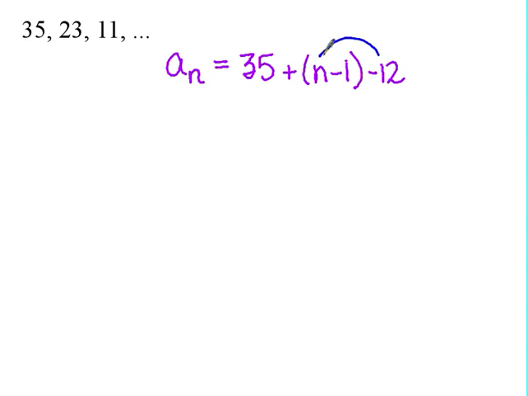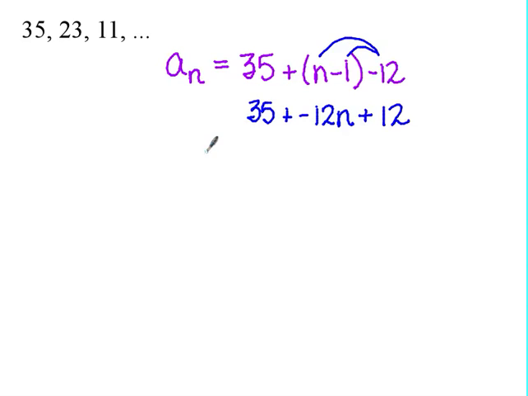35, 23, 11. So I start with my formula, a sub n equals. Where do I go? First term is 35, plus n minus 1. What's my difference between terms? Well, negative 12. There you go, negative 12. That's what's important. And so now let's go ahead and distribute. So I end up getting 35 plus negative 12n plus 12.